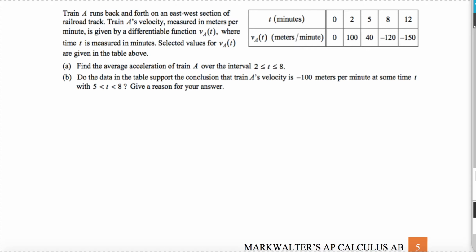Both of these are non-calculator questions. Remember, they're trying to rope in problems that have to do with the MVT or IVT or EVT, and then flex some other kinds of calculus skills as well to keep those things fresh in your mind, okay?